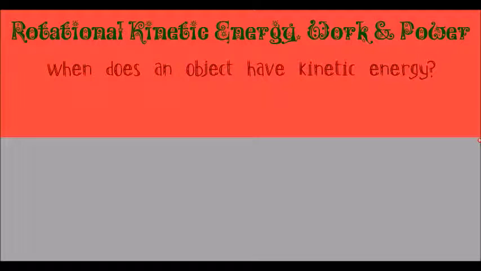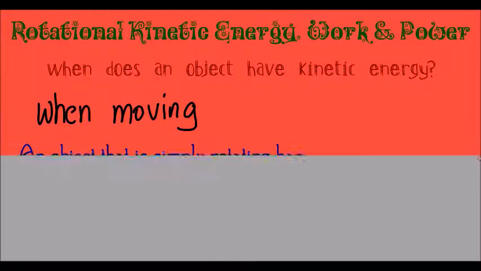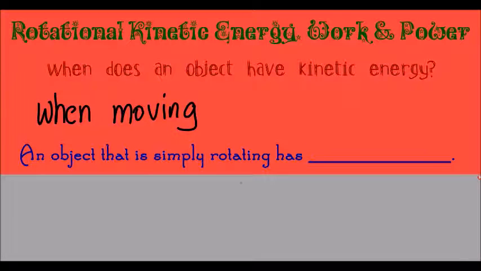This video will introduce you to the basics of the rotational version of kinetic energy, work, and power. For starters, we're going to focus on kinetic energy. We learned in class that an object has kinetic energy when it's moving. So that means that something that's rotating must have some form of kinetic energy because clearly it's in motion. An object that is simply rotating, in other words, it's rotating in one spot where the axis of rotation is stationary, it has rotational kinetic energy.